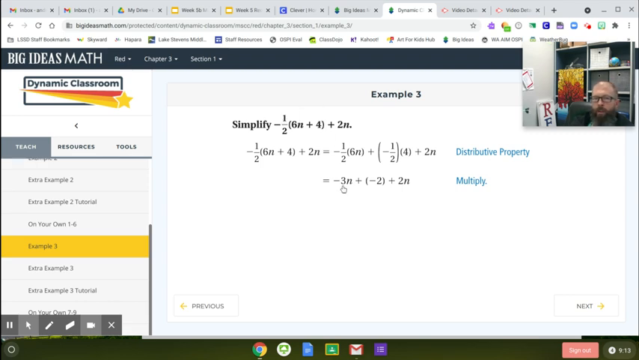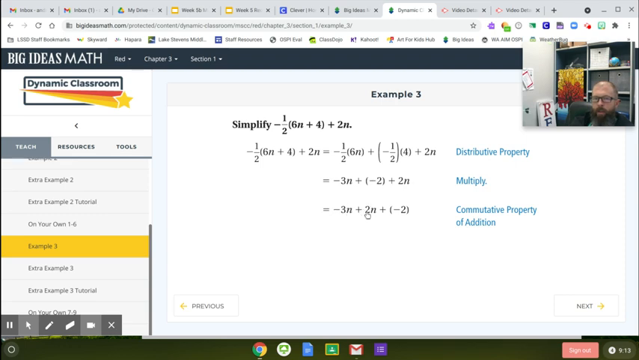Okay, so then when you multiply negative 1/2 times 6, you get negative 3. When you multiply negative 1/2 times 4, you get negative 2. Now we have negative 3n plus negative 2 plus 2n. And I still have some like terms I can combine here, don't I? Okay, so I'm going to move this around with the commutative property of addition. These are just going to swap places.